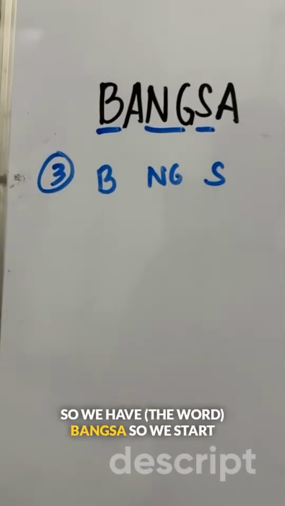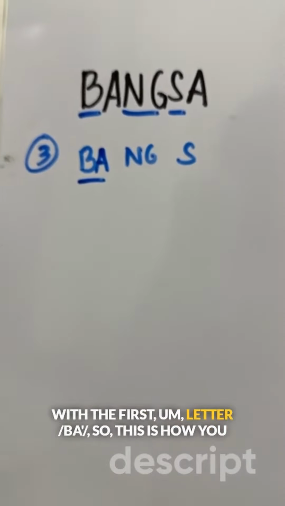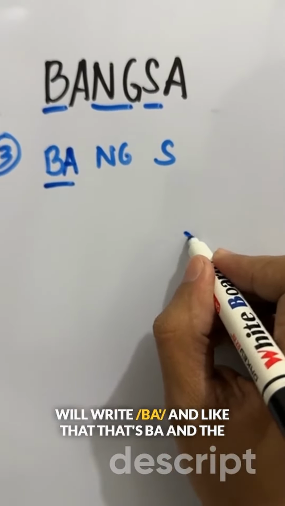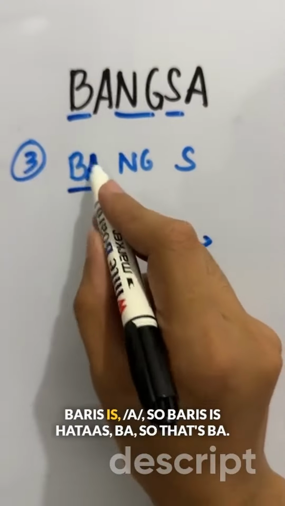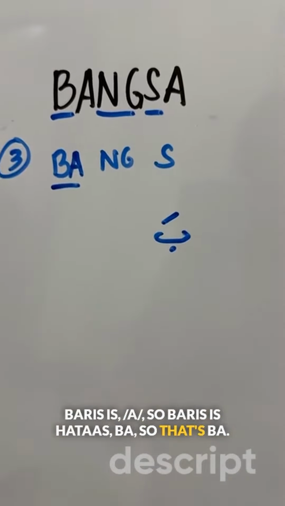So we have bangsa. So let's start with the first letter, ba. So this is how you will write ba. With the baris, and that's ba. And the baris is a, so baris is taas, ba, so that's ba.